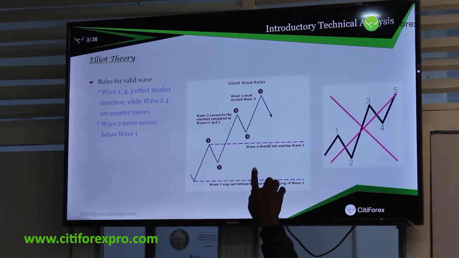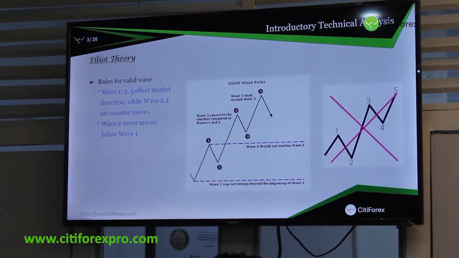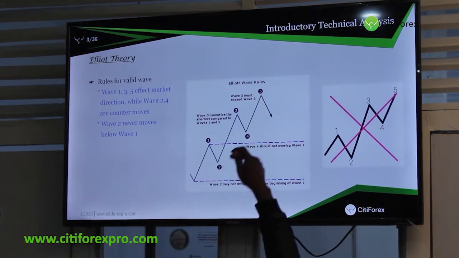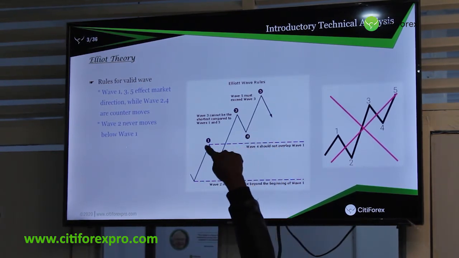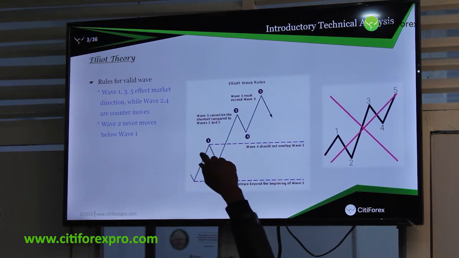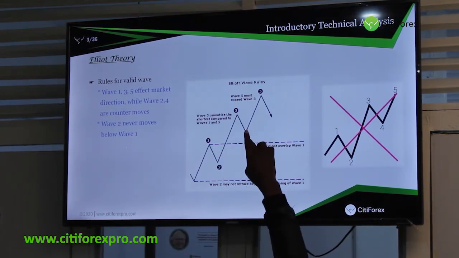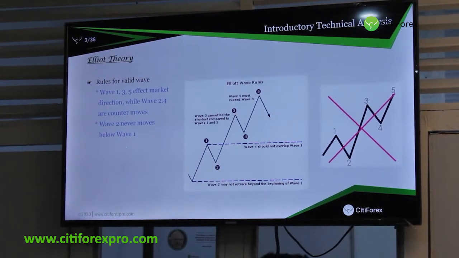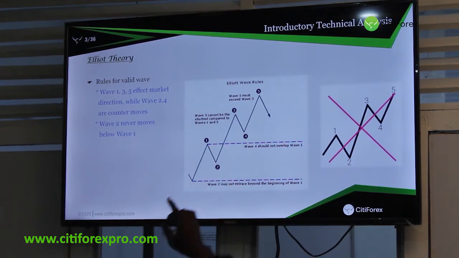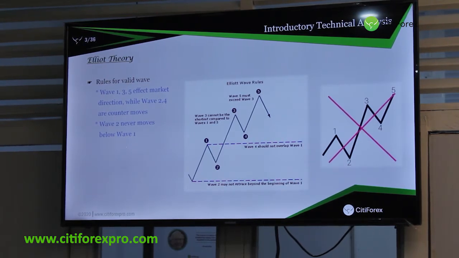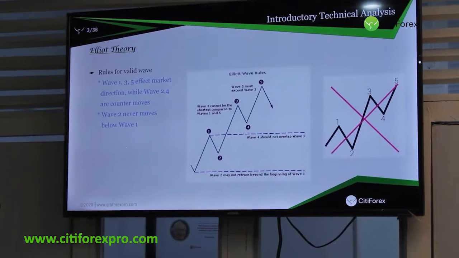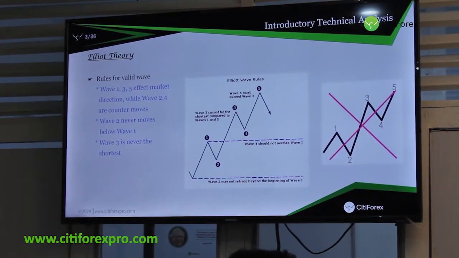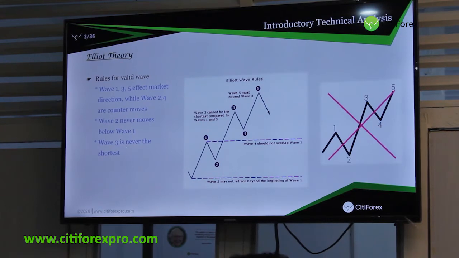Then wave 4, they say wave 4 should not overlap wave 1. Meaning that wave 4 should not pass this line and come and overlap here. The reason for that is because wave 3 is usually the longest. It's part of the rules. In fact, wave 3 is never the shortest.